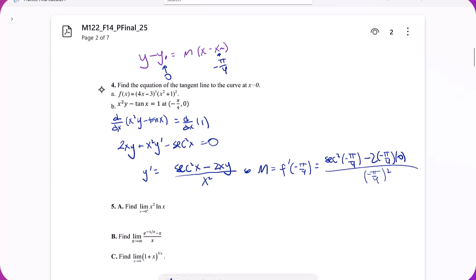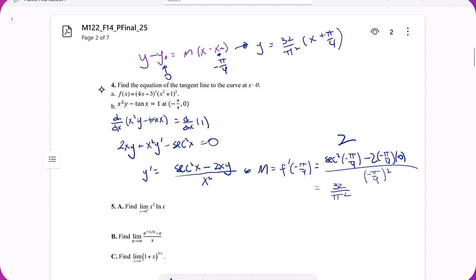Negative pi over 4 is in the fourth quadrant. It is 45 degrees in the fourth quadrant. Cosine and secant are positive. Secant is the reciprocal of cosine, which is 1 over radical 2, so reciprocal, radical 2 squared, is 2. Minus 0 over pi over 4 squared. And so this ends up being equal to 32 over pi squared. So in this context, we have y minus 0 is equal to 32 over pi squared times x plus pi over 4.